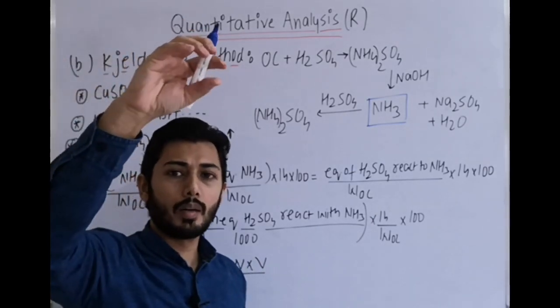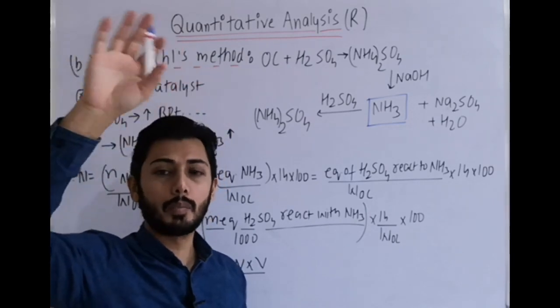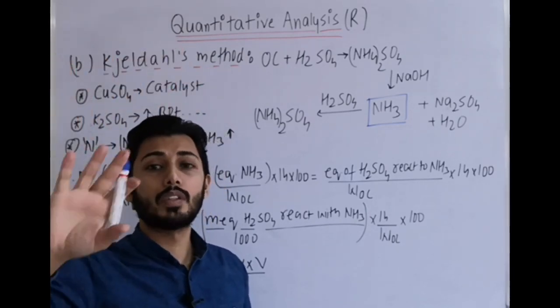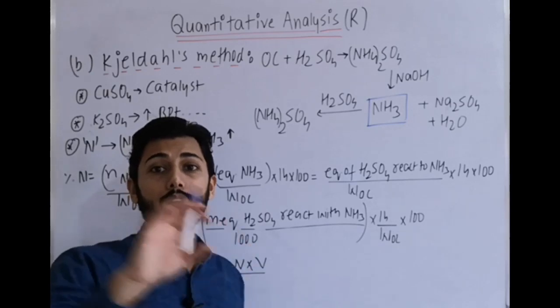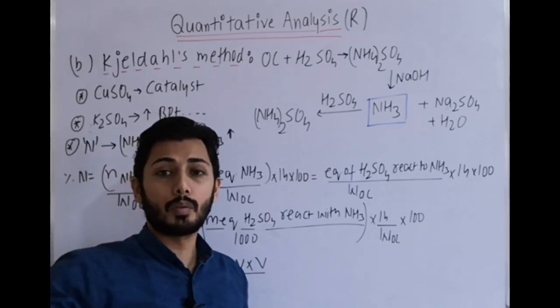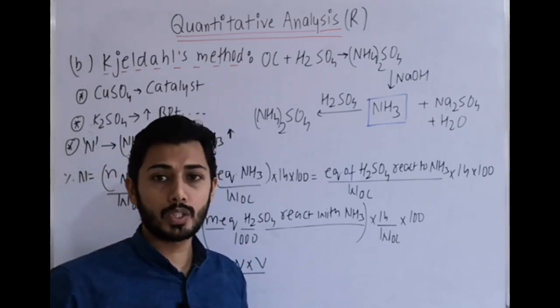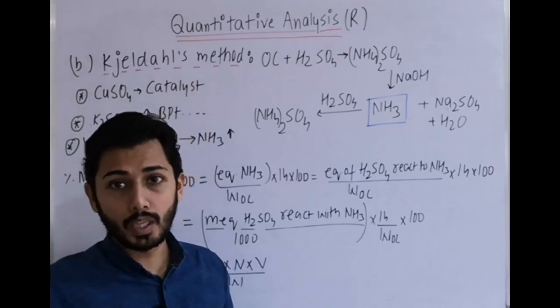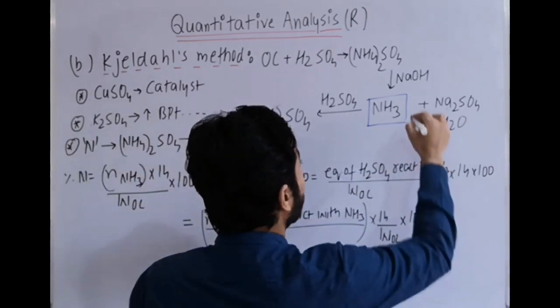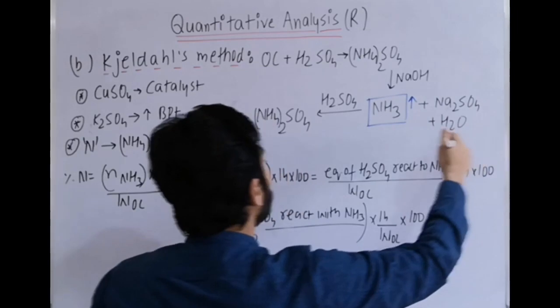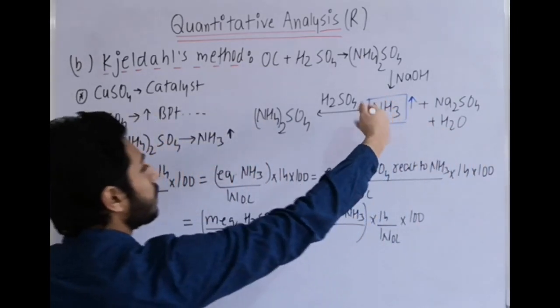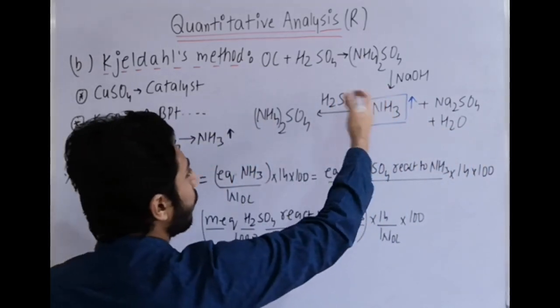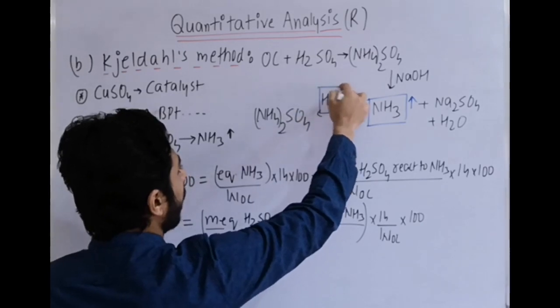So firstly, the organic compound which contains nitrogen, after treatment with H2SO4, is converted into ammonium sulfate, and from there we treat it with NaOH. This nitrogen then goes to ammonia, that is, ammonia is evolved. Byproducts are mentioned there. Now this ammonia is absorbed in a standard solution of H2SO4.